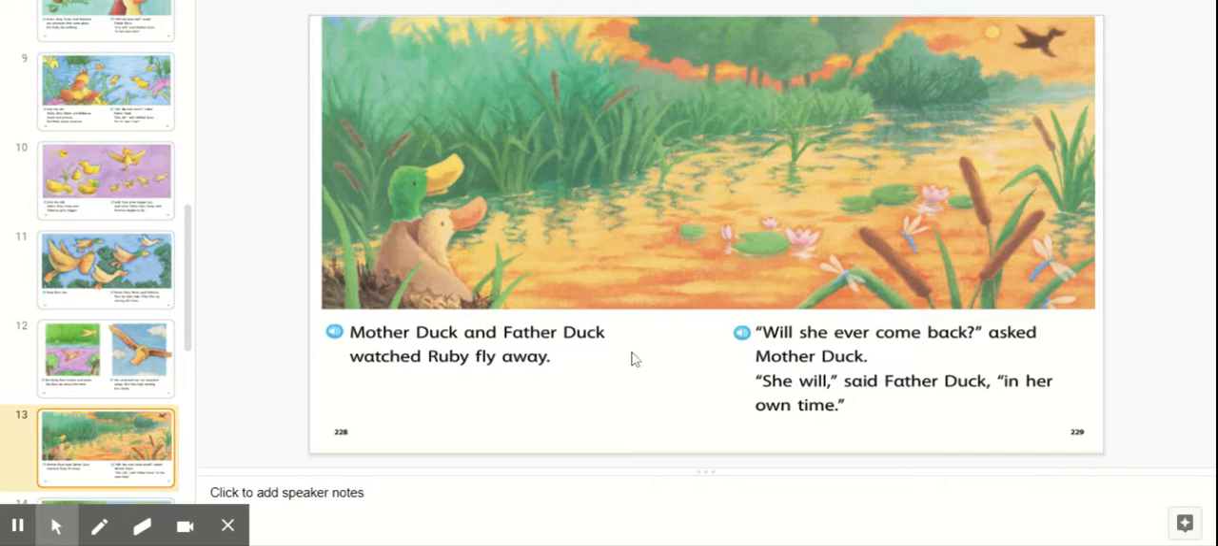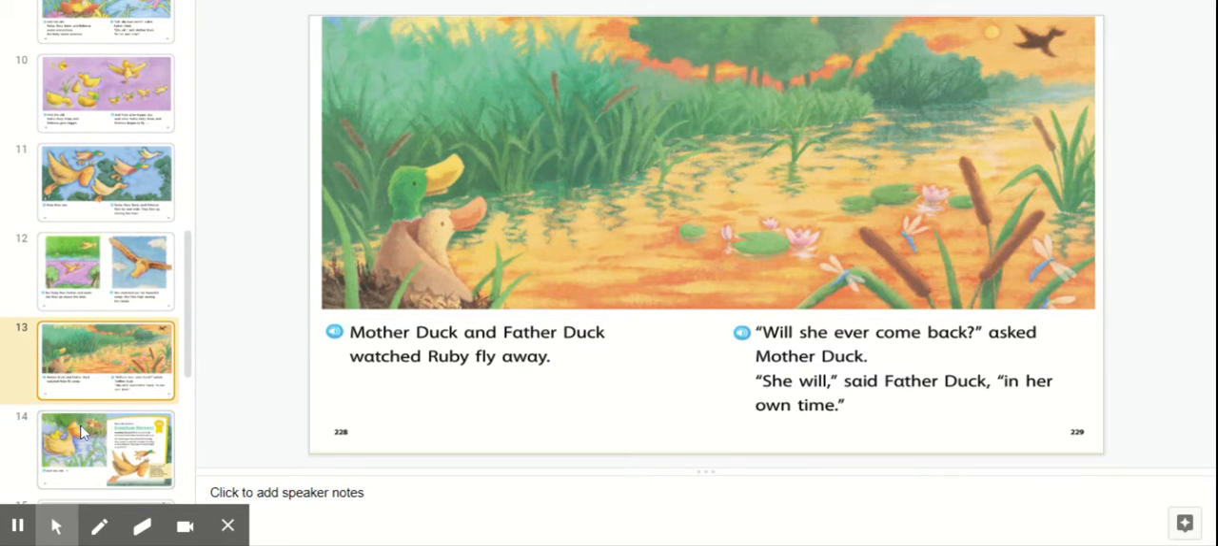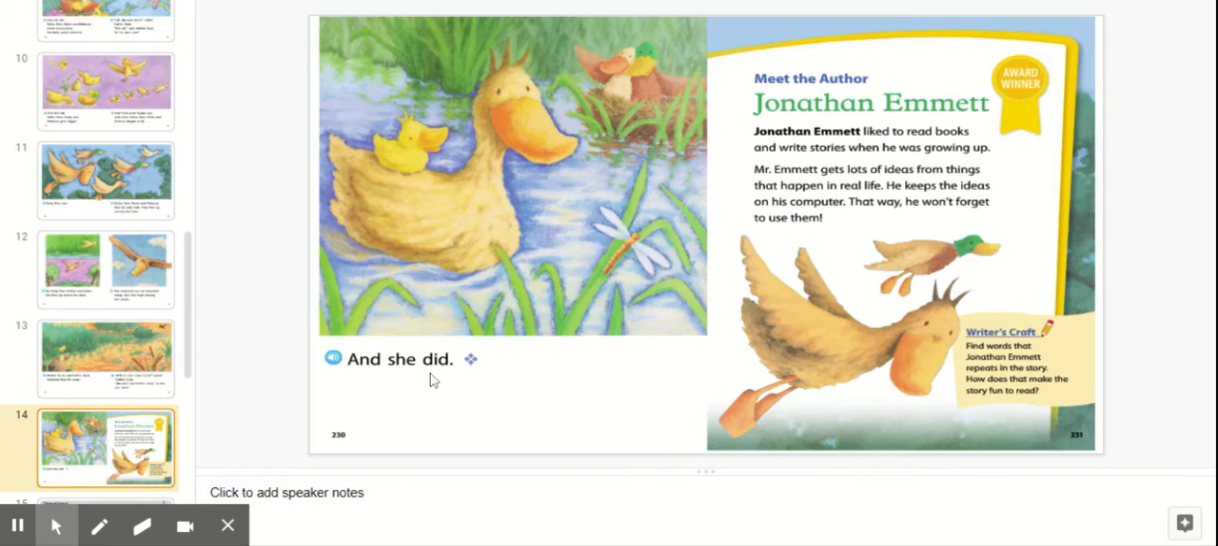Mother Duck and Father Duck watched Ruby fly away. Will she ever come back? Asked Mother Duck. She will, said Father Duck, in her own time. And she did.